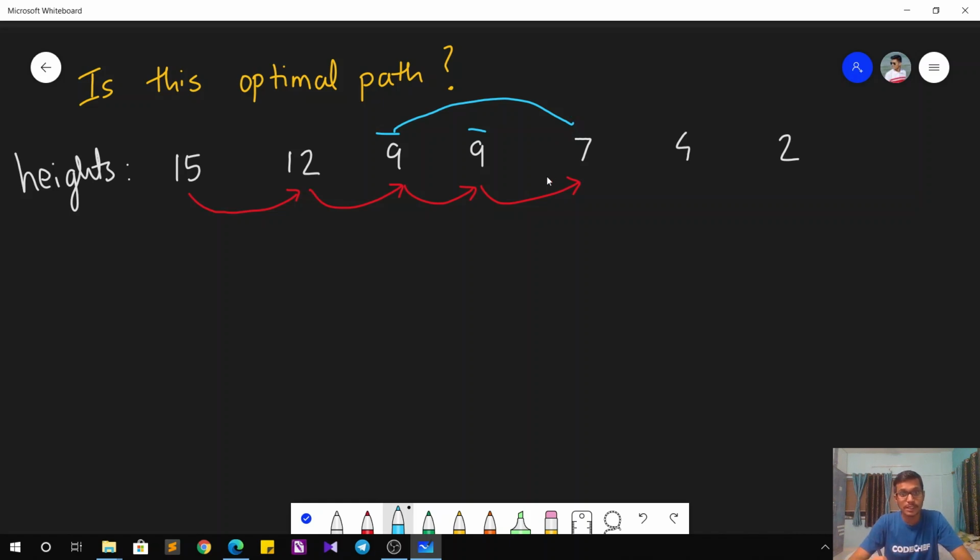So this is one thing. And another thing is that although in reality the jumps will be made from left to right direction, we will be calculating the answer from right to left. Why? Because it is easier for us.